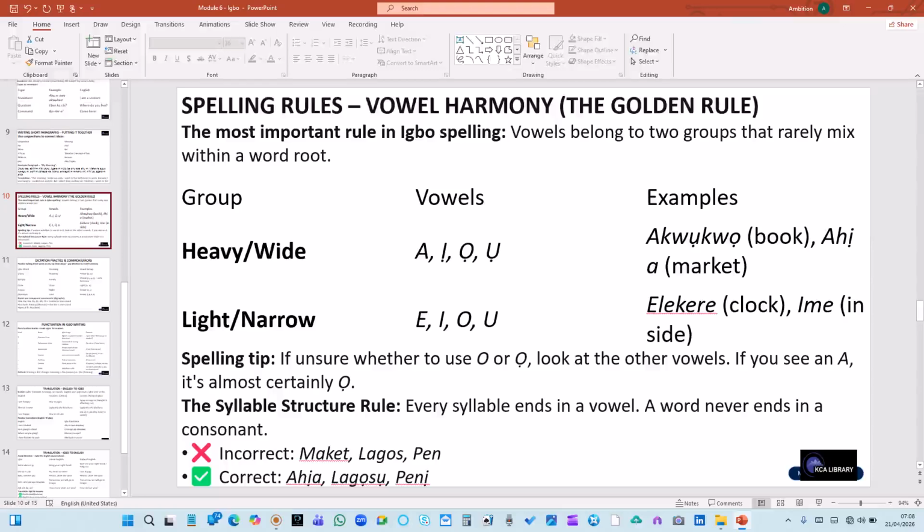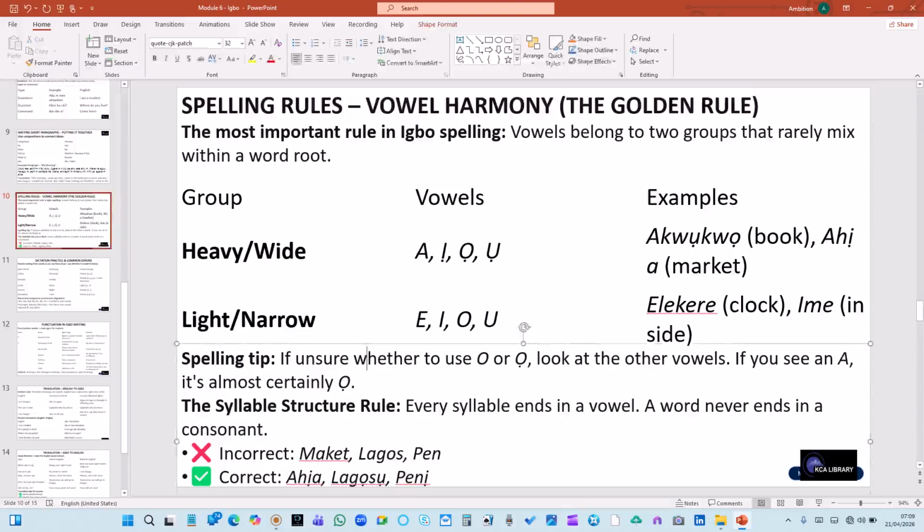If you look at the example of akwụkwọ, you will see that there is harmony. All the group vowels are mixed together. You rarely mix a heavy group vowel with a light group vowel. Ahia, which is market: a is in the group, e is in the group, and a is also in the group. Now, let us look at the light group, which includes e, i, o, and u. Example, elekere, which is cloth. You will see that there is vowel harmony among this group's members. Ime, which means inside, also has vowel harmony among this group.